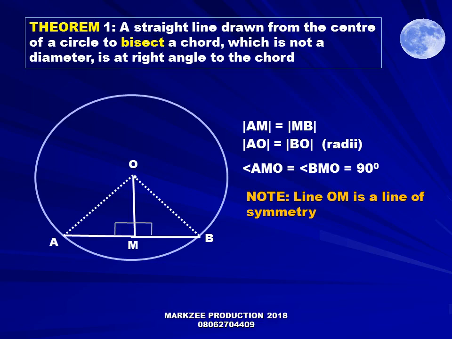Now note that line OM is a line of symmetry, because it's only a line of symmetry that can divide a triangle. For instance, triangle AOM is being divided into two equal triangles there in terms of area, and there's only a line of symmetry that can do that. So line OM is a line of symmetry, okay?